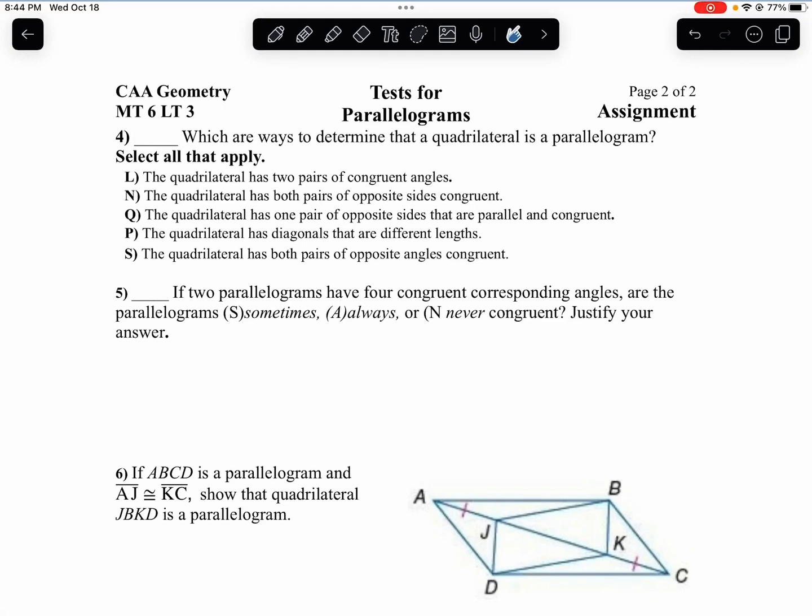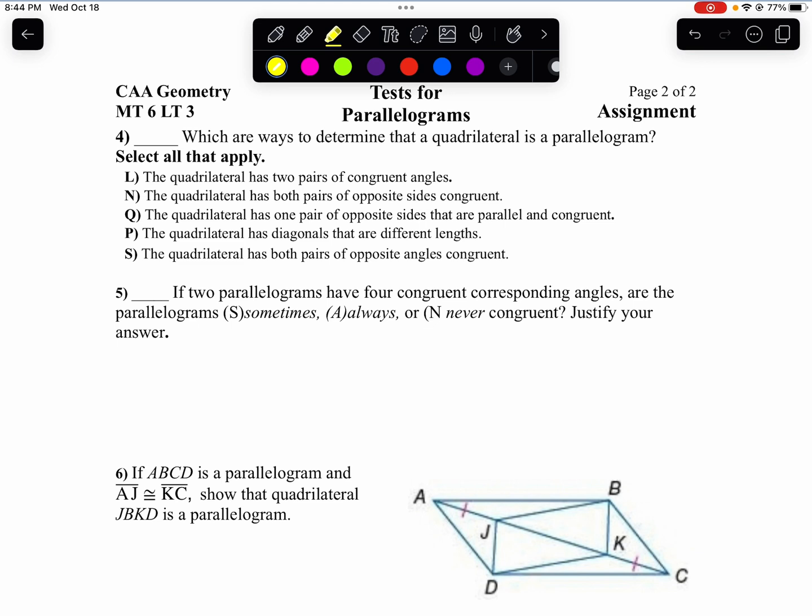Hey, let's take a look at page 2 of your assignment. We want to know on question 4, which are the ways you determine that a quadrilateral is a parallelogram? And there's more than one correct answer, or there can be.